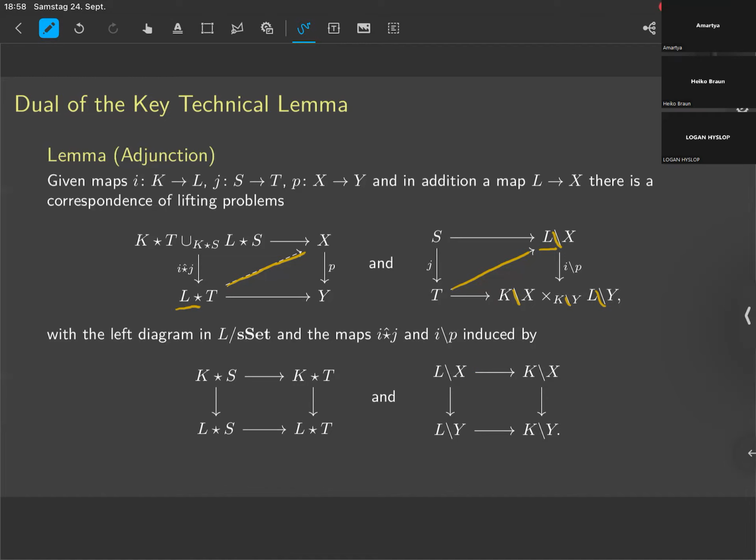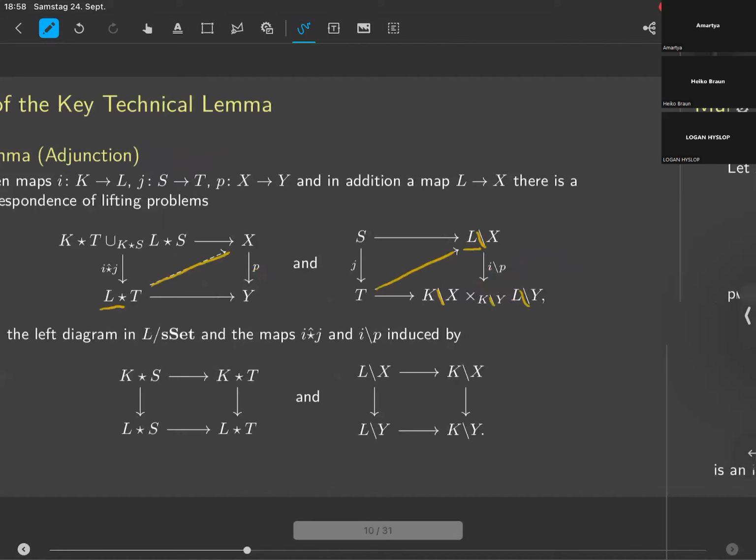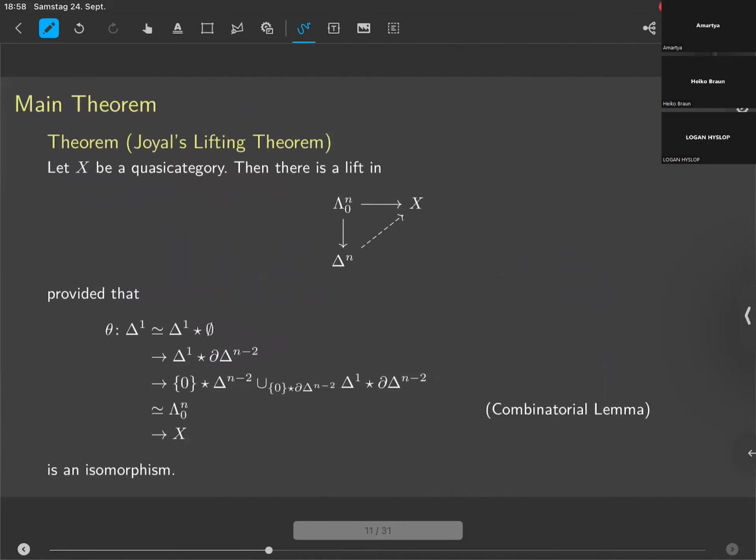And from this, now I think we are able to state the main theorem, which shall be proved along with its implications in this talk. And this is Joyal's lifting theorem. So when we have some quasi-category X, then there's a lift in this outer horn. So we have now the zeroth horn here, and we can always get the lift for the inner horns, but now it's an outer horn. And the question: when can we lift the outer horns?